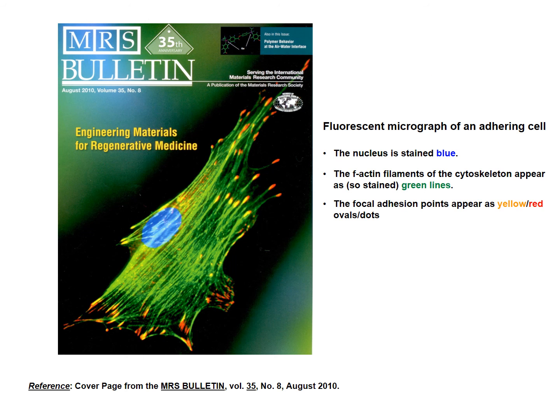Another way to visualize an adhering cell is shown on the cover of the Materials Research Society bulletin. Here we have a fluorescent micrograph of an adhering cell. You see the nucleus stained in blue. You see the F-actin filaments of the cytoskeleton in green lines. That is the so-called linear arrangement. And at the end of all these lines, you see little dots which are either yellow or red or both. Those are called the focal adhesion points.